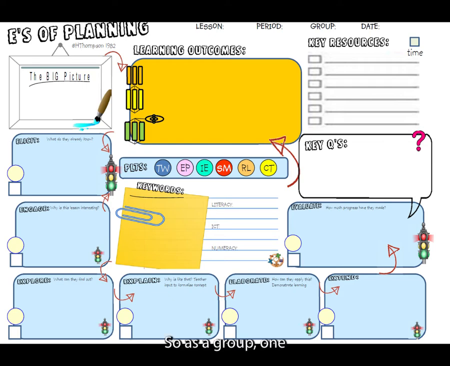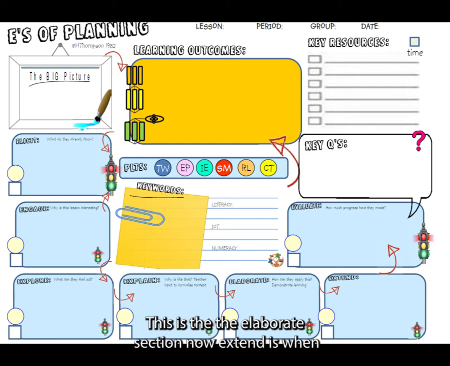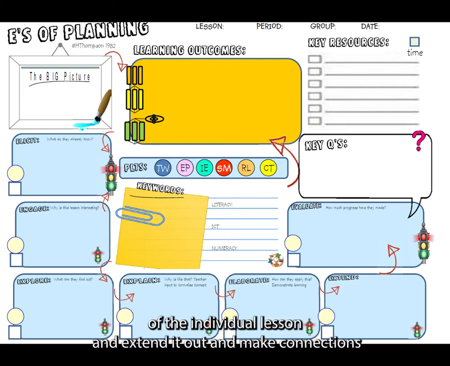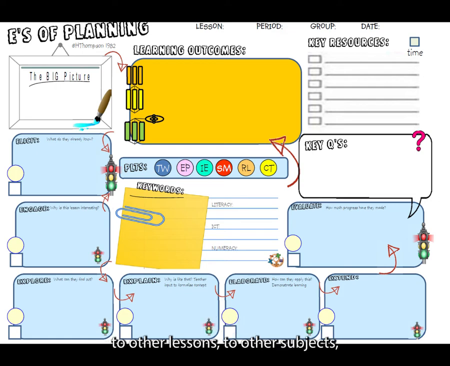So, as a group, one student is able to help others, but individually, you could only help yourself. So, this is the elaborate section. Now, extend is when we try to take the ideas and concepts of the individual lesson and extend it out and make connections to other lessons, to other subjects.